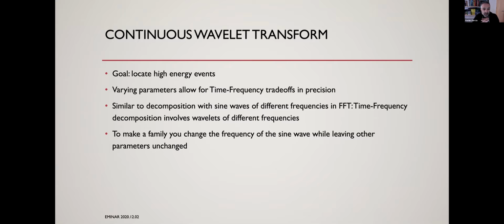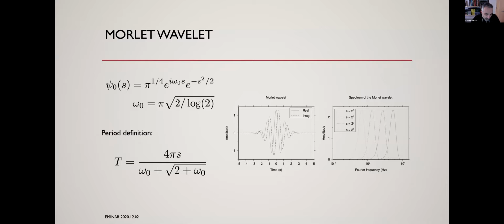It's very similar to the Fourier transform in the sense that we can use sine waves of different frequencies. By changing the wavelet, we can study different frequencies, and to make a family we only have to change the frequency of the sine wave. The wavelet that we used was the Morlet wavelet, of all the family of continuous wavelet transforms that we studied. This was because, in this plot, the wavelet is very similar to the signal that we get in AMT when we have an arrival of one of these lightning strokes, and it could represent this signal better.